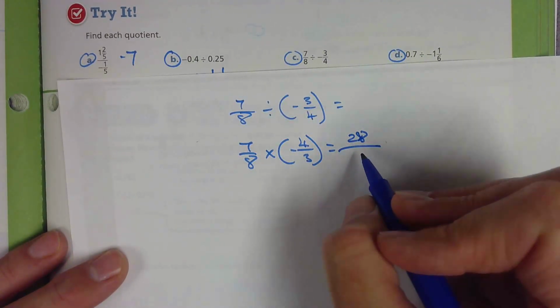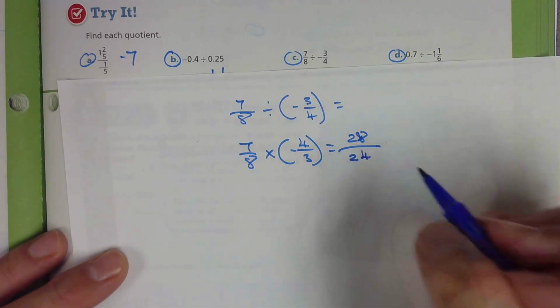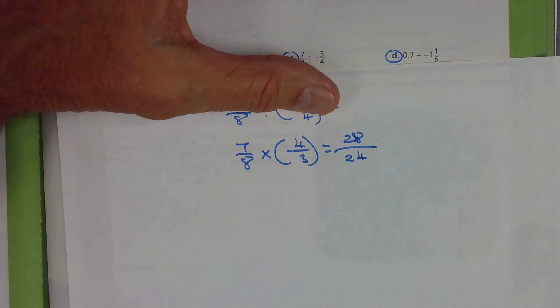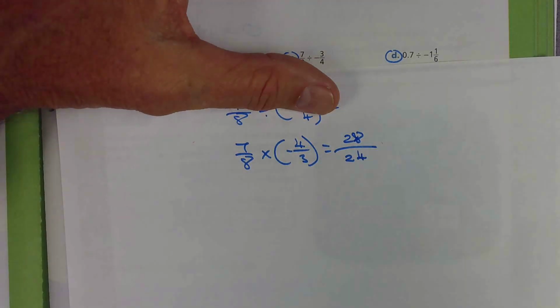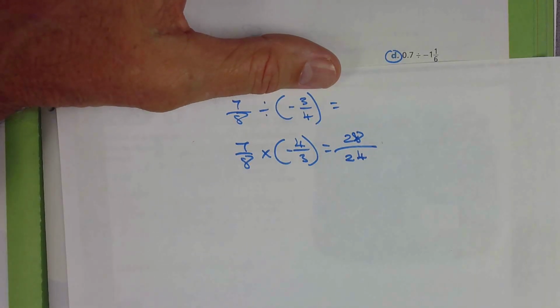8 times 3 is, what is it? 24. Okay. Can that be reduced? Sure can. Remember, I'm going to mark these wrong if you don't reduce some of these problems. Yeah, Mr. Moore? Also just cross-cancel the 8 and the 4. Oh, you know what? I totally missed that.